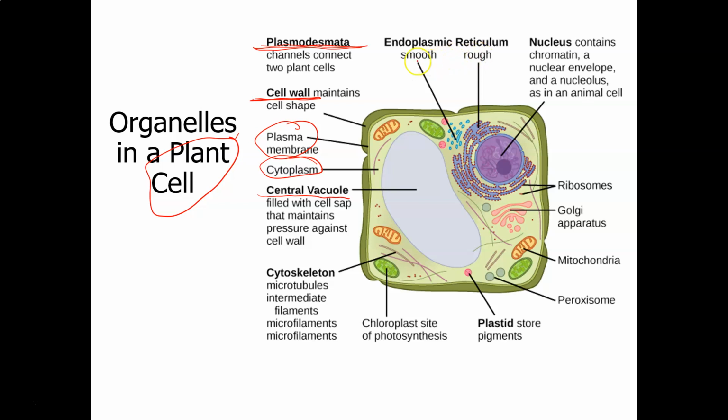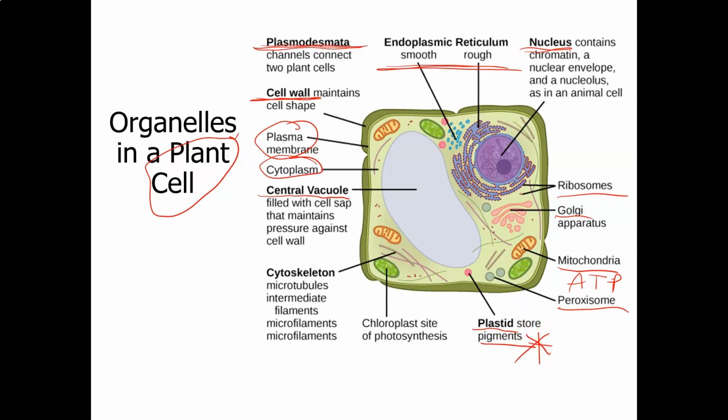You still have rough and smooth ER, or endoplasmic reticulum. You still have a nucleus, nucleolus, and chromatin. You still have ribosomes. You still have a Golgi for modifying and packaging the products from the endoplasmic reticulum. You still have mitochondria for producing ATP energy, and you have peroxisomes for breaking down fatty acids and waste. But you have plastids, which store pigments, and this is found in plants and not animal cells.